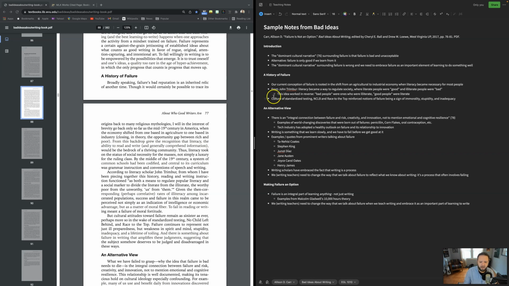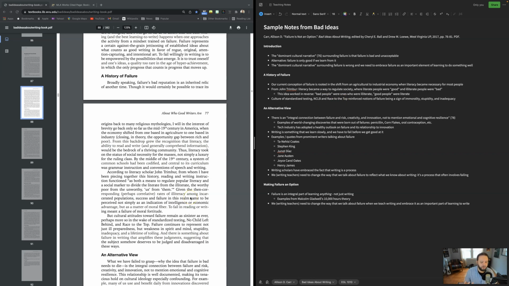What I did here, I wanted to elaborate on this idea a little bit because it's important to point out that this idea also works in reverse, that bad people, quote unquote bad people, were the ones who are illiterate, and quote unquote good people were the literate ones.